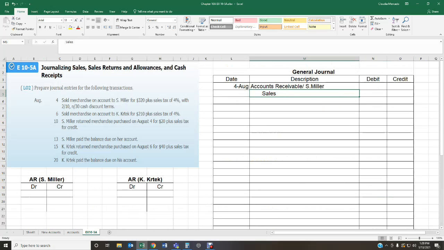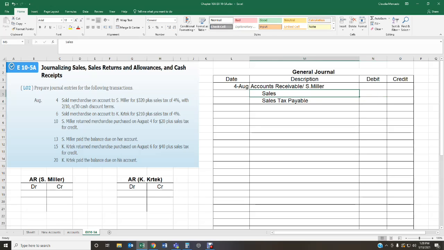So right now we'll go to that. So sales would be a credit, okay? And then it says here that we have to impose a 4% tax on the purchase. So we have another account called sales tax payable. So those are the three accounts that we're going to be using, okay? Sales tax payable for the tax portion, and then the accounts receivable is the total amount that Miller owes us. That includes the sale amount and the taxes, okay?